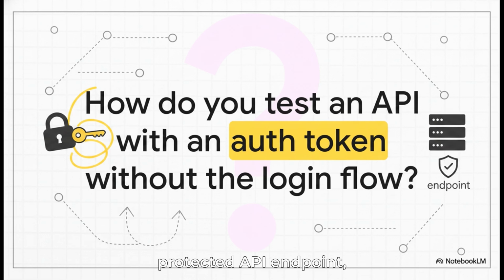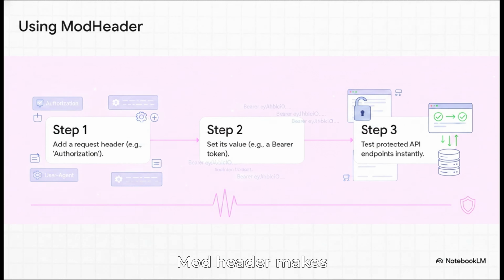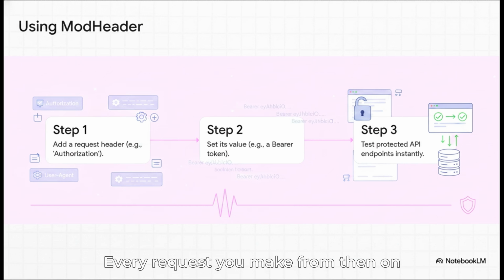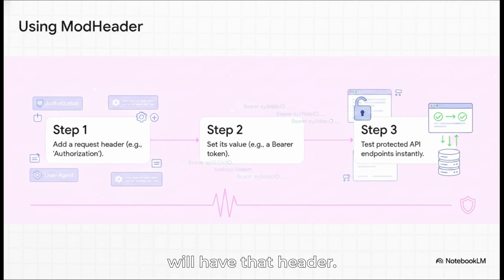You need to test a protected API endpoint, but you really don't want to go through the whole complex login flow every single time just to get a new token. Mod Header makes this ridiculously easy. It's a simple extension that lets you add or change HTTP request headers on the fly. You just tell it the header name, like authorization, you paste in the token, and that's it. Every request you make from then on will have that header. It's perfect for testing APIs, faking a different device with the user agent header, or even getting around certain developer roadblocks.